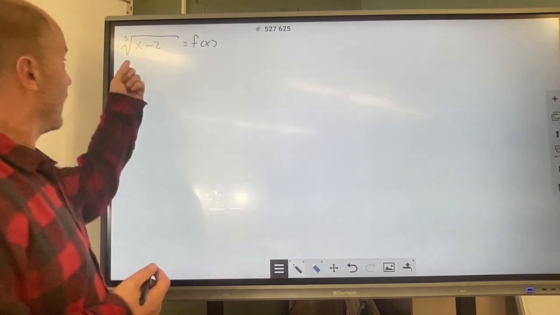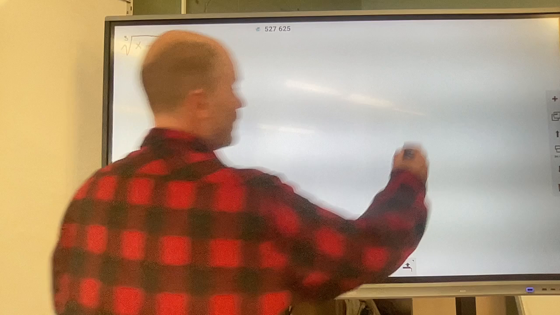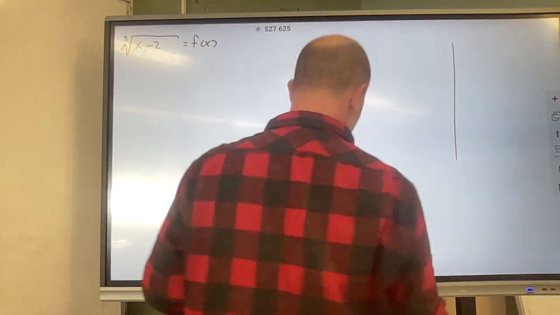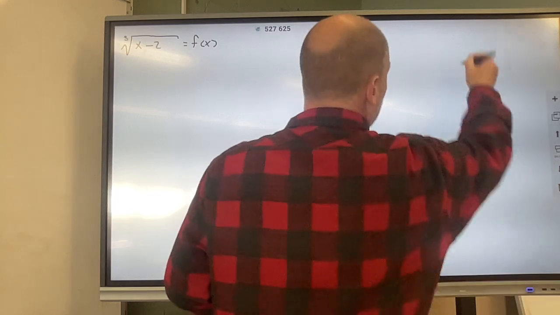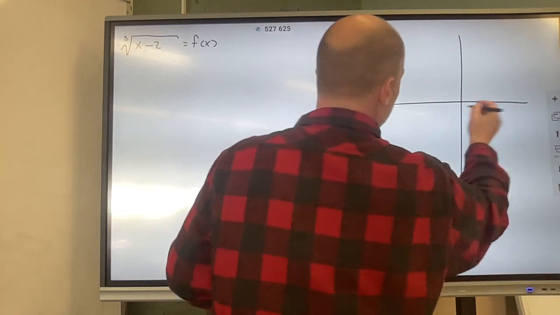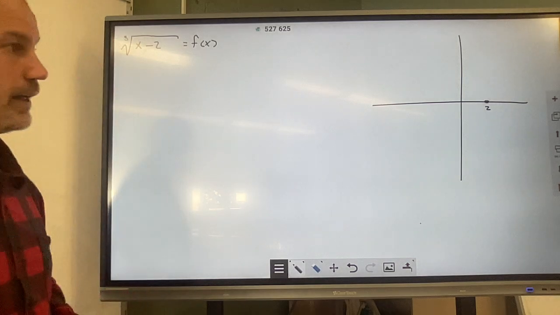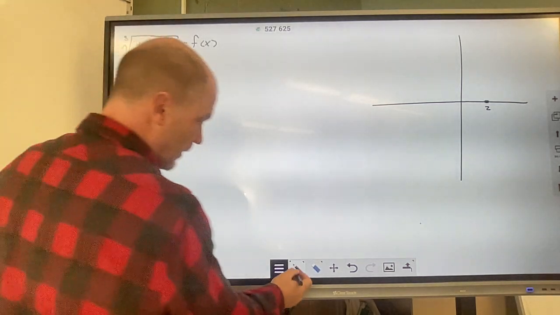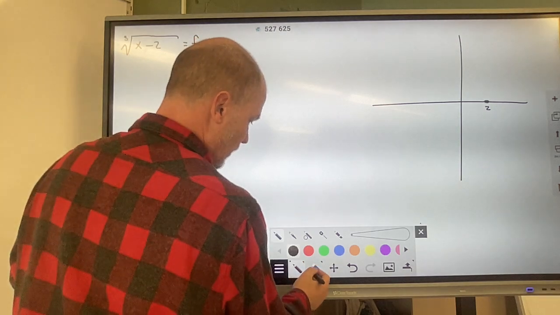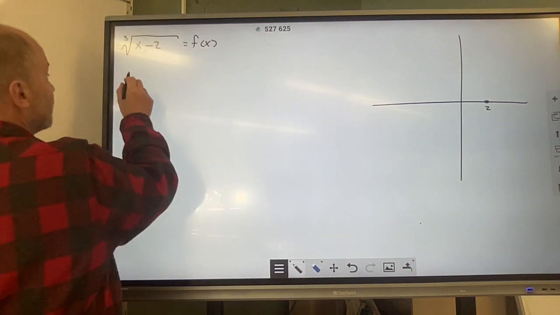If we're curious, x equals 2 will create a 0, so we know that the point (2, 0) is on the graph. Whoops, change my color here. So if I start my graph, (2, 0) is on my graph, and then we'll kind of go from there. So just like the other ones, I'm going to change some color. Well, no, I'll leave it as black and white.